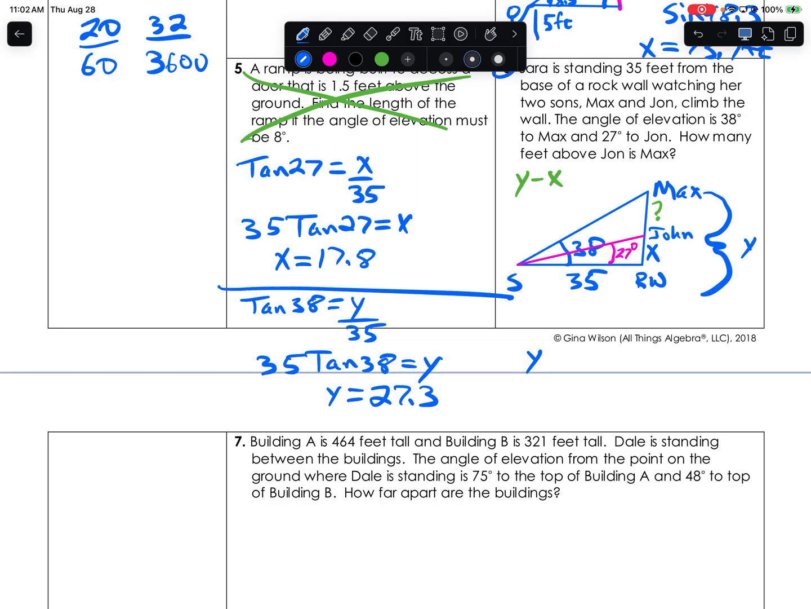So when I do y minus x, I'm doing 27.3 minus 17.8. What do I get? You can do that in your head, just saying. 9.5. So y minus x is 9.5 feet. So Max is 9.5 feet higher than John, above John. You got to put units on their feet.